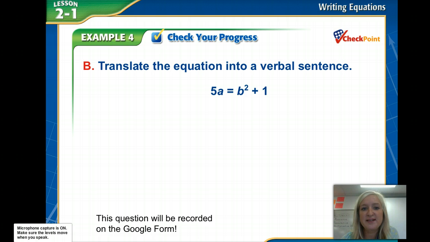Tomorrow in class, we will be spending time going over these multiple choice and open-ended questions, and we will have time in class to do your homework.